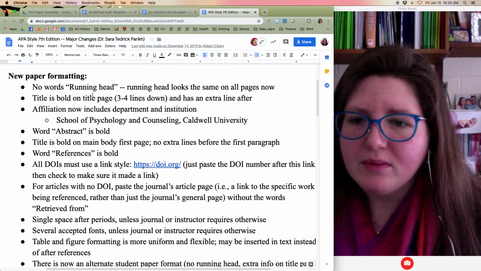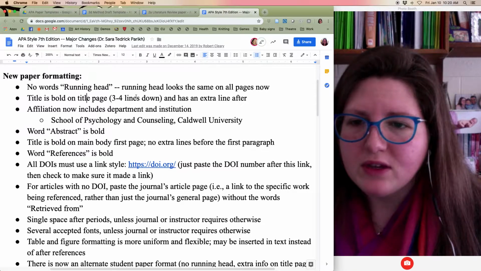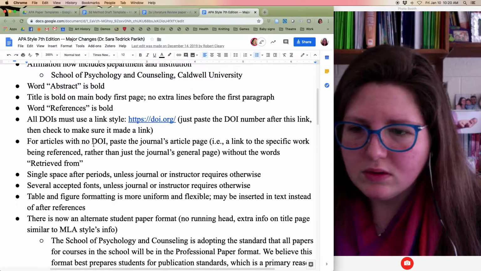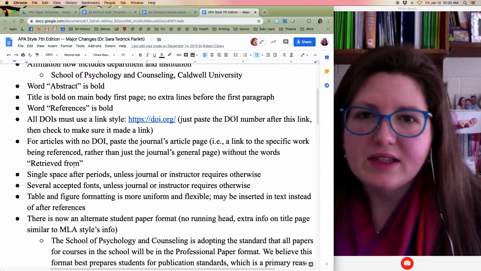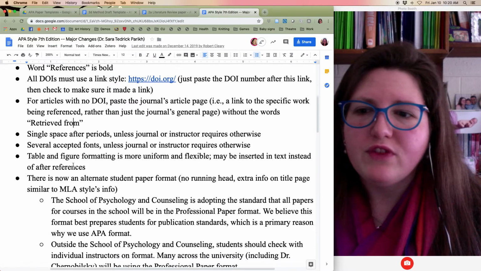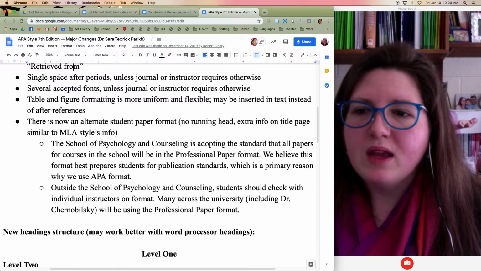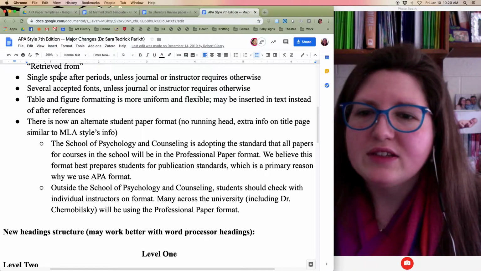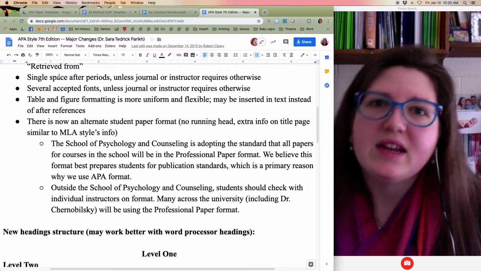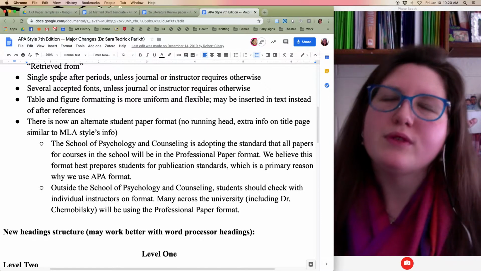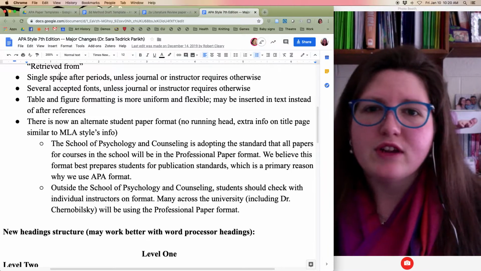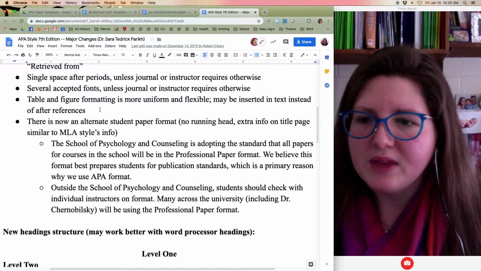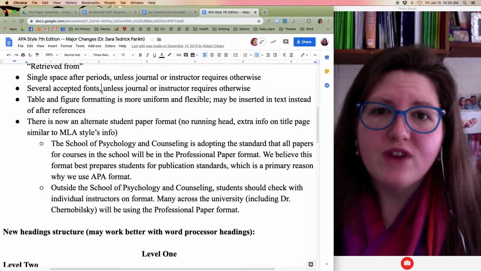So most of it we've already talked about. They've given more clarity on where the title goes. Oh, yeah, when you're posting links to journal articles, you take out the word "retrieved from." There used to be two spaces after periods, and now they've said single space, unless the journal or the instructor requires otherwise. So if you're an instructor, you still have the flexibility to say, nope, I really want there to be a single space. There are more fonts that are acceptable.